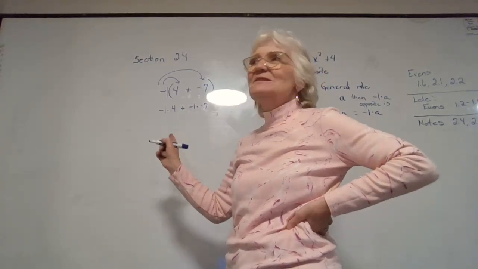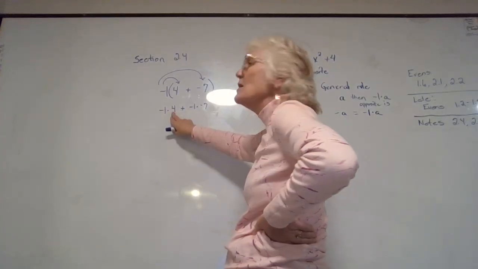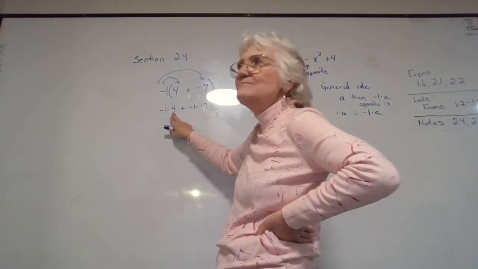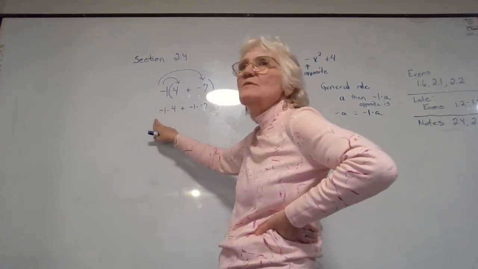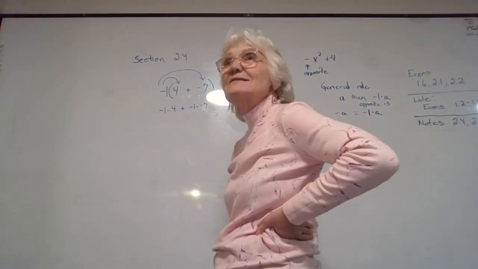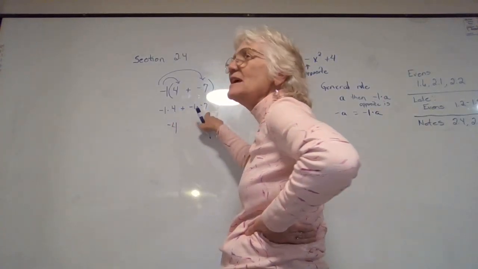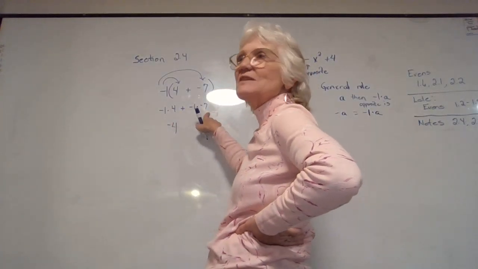What's a negative times a negative? When you do negative times, here it's a negative times a positive, so what's my answer? If it has a negative times a positive, think of it as the opposite of 4, what would it be? Yes, negative 4. This is the opposite of negative 7. What's the opposite of negative 7?